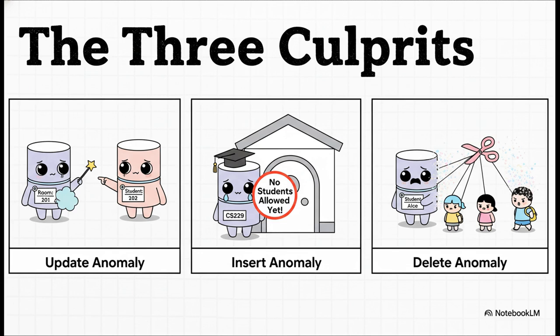Then there's the insert anomaly. What if you want to add a new course, say CS 229 in room C12? Well, with this setup, you can't. Not until at least one student signs up for it. There's just no way to store that fact by itself.